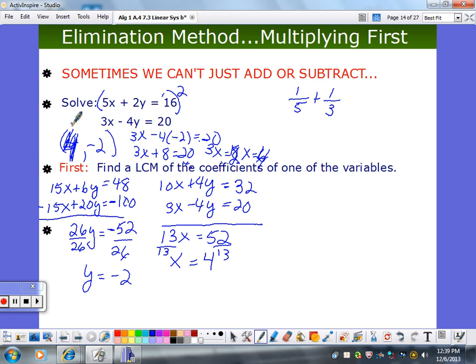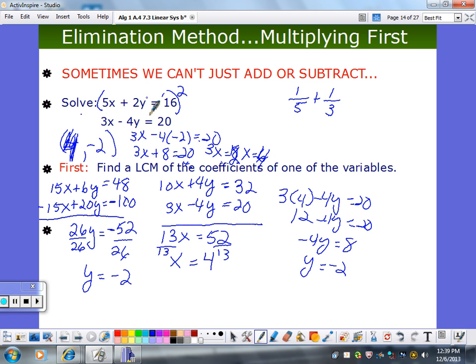That's good. And then you go back, plug it in. Okay, we'll do it. 3 times 4 minus 4y equals 20. 12 minus 4y equals 20. Subtract 12, hopefully correctly. Y equals negative 2. Oh, so you get the same answer. So it doesn't matter which one you eliminate. Everything's the same once you get it to the opposite.